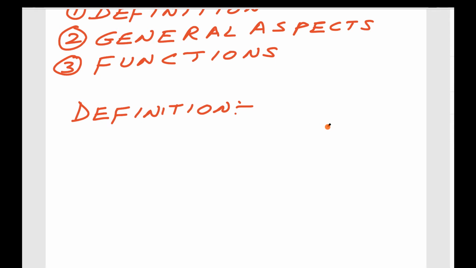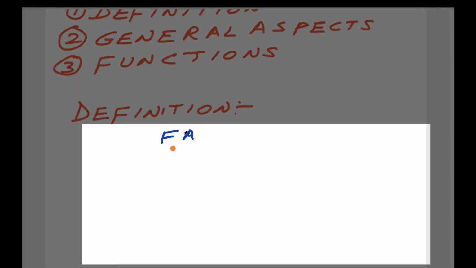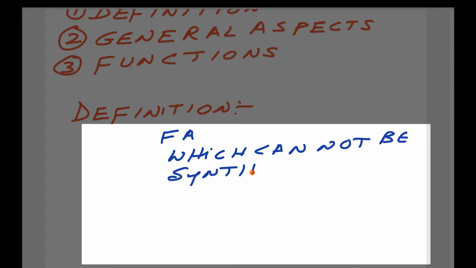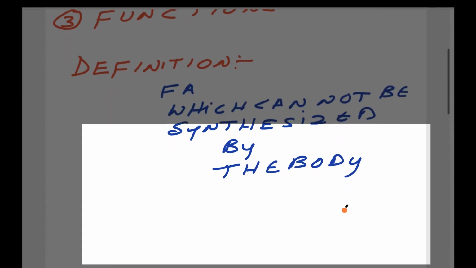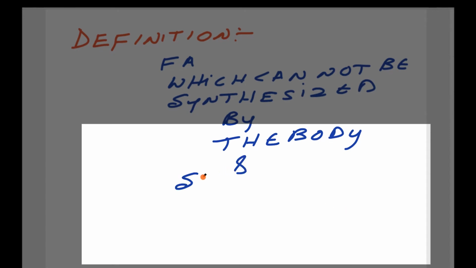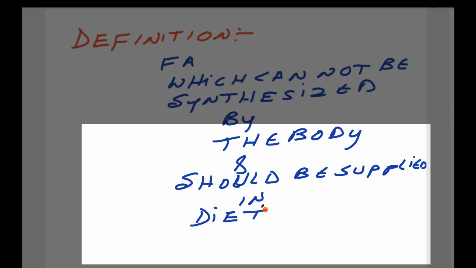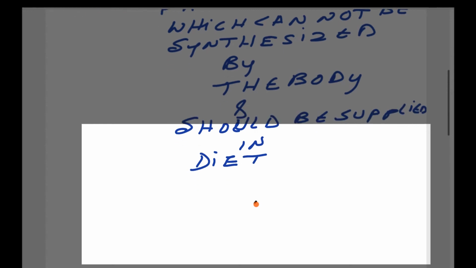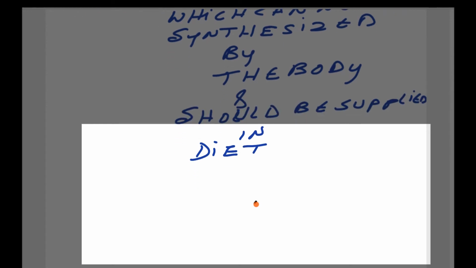Let us define. Those fatty acids which cannot be synthesized by the body, by the cells, and should be supplied in diet are called essential fatty acids. Those fatty acids which cannot be synthesized by the body and should be supplied in diet are essential fatty acids.